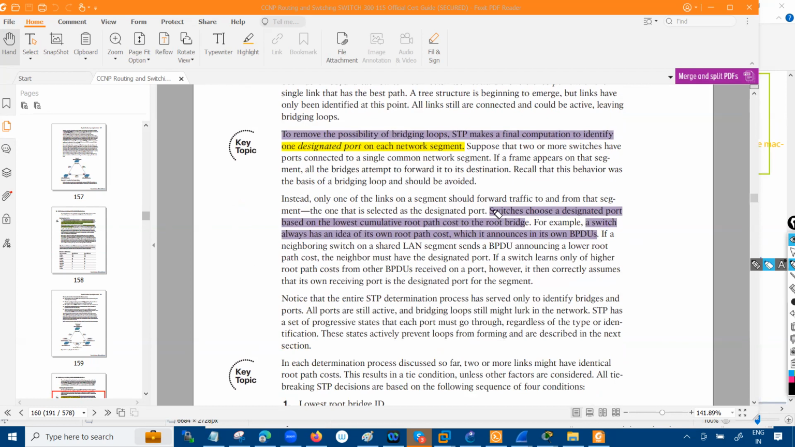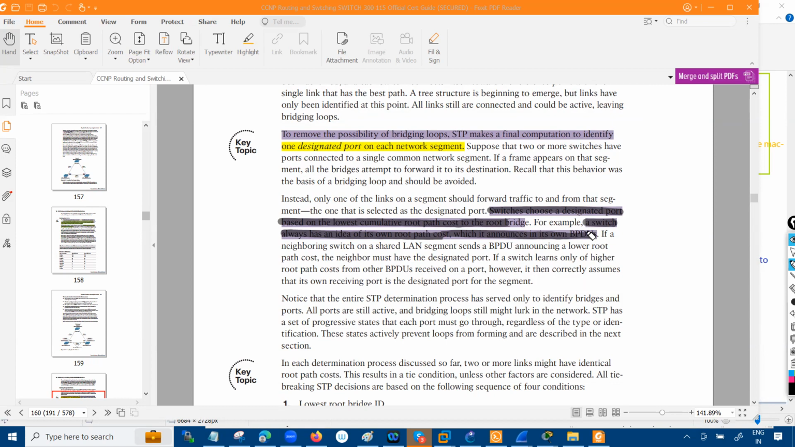Choose the DP port, right? Based on the lowest cumulative root path cost to the root bridge. A switch always has an idea of its own root path cost, which it announces in its own BPDU. I talked about this, right? Remember the linear topology we have: switch 1, switch 2, switch 3, switch 4.